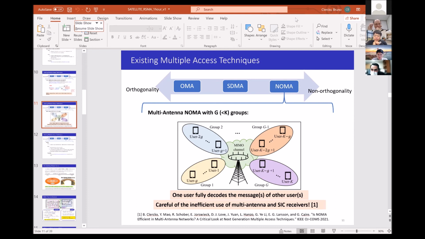So at this point, I think RSMA is a really good technique. I have never investigated RSMA, but we will study it with Professor Shin.